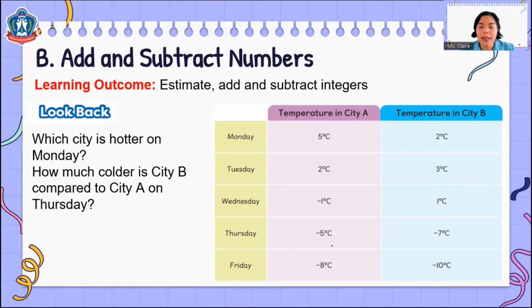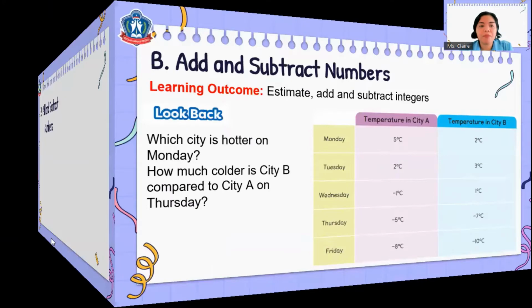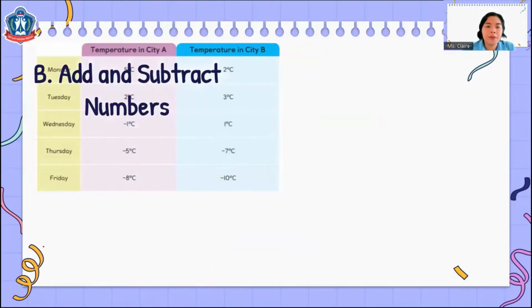So look at Thursday. City A is negative 5 degrees Celsius. City B is negative 7 degrees Celsius. So how much colder is city B? All you need to do is to subtract or find the difference between the two cities. So that's how to find the difference or the gap of temperatures between two cities. Now, let's continue.